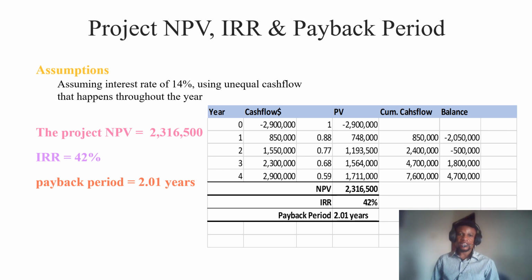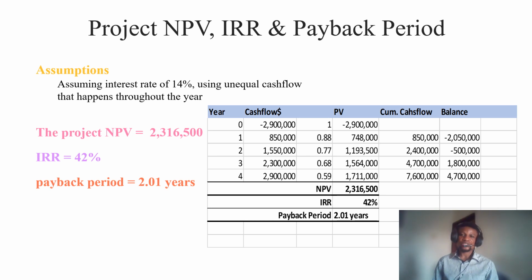And so the Liverpool project current NPV is, of course, we're starting with an investment of $2.9 million, right? So using the NPV formula, I was able to get a total NPV of 2,316,500 using an Excel sheet. I was also able to get an internal rate of return of 42% on that.